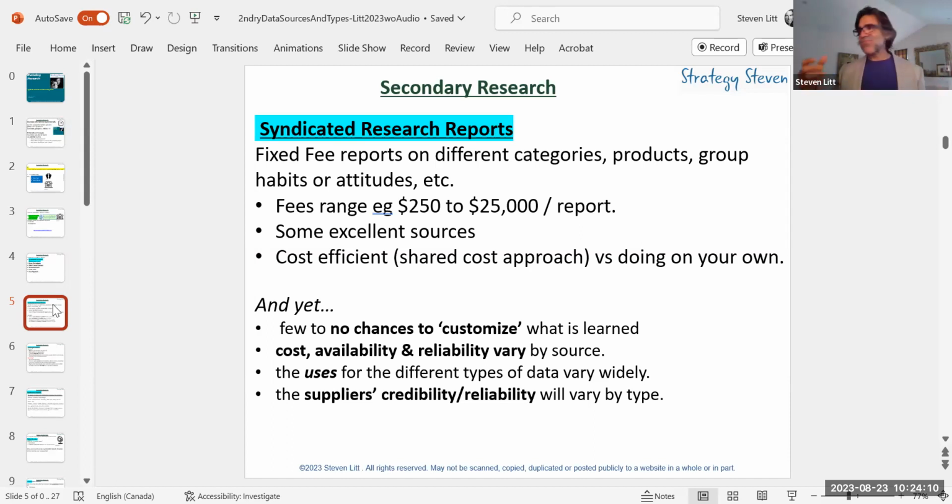And yet, there are some limitations. Syndicated reports tend to have very few chances or opportunities for you to customize what's in the report. The cost and availability and reliability will vary a bit by source, so do some research on the research, if you will. And the uses for the different types of data will vary, the level and depth at which the samples extracted, for example. Finally, the supplier's credibility will vary by type of report.